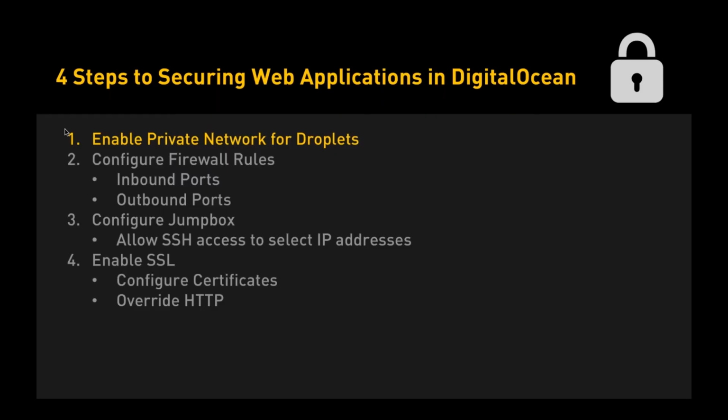Now, there are 4 steps that I'm going to walk you through in securing web apps that are deployed on DigitalOcean. The very first thing that most customers don't take advantage of is private networking. Private networks are very unique in the sense that if you want to, let's say, replicate a database between 2 instances, and you are using a floating IP or the public IP address that is assigned to your droplet, essentially the traffic gets routed over the public internet.